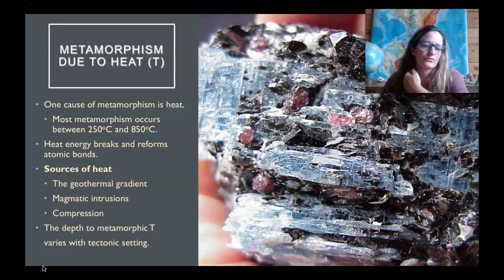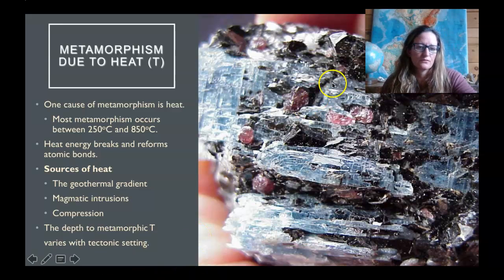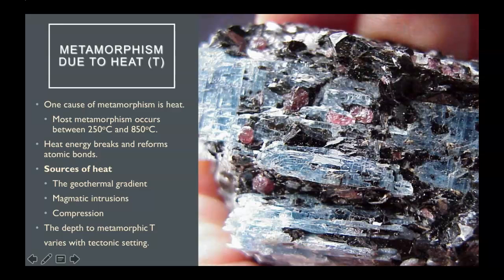Causes, the first one we'll go over. See that pretty rock? So there's some kyanites and some garnets. The first cause here is the change in heat. Most of the metamorphism is going to occur between 250 degrees Celsius and 850 degrees Celsius. What's happening during that change is that heat is going to break bonds and then reform new bonds. So it changes the mineralogy and changes the textures.